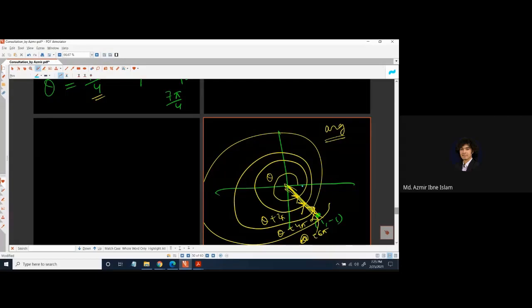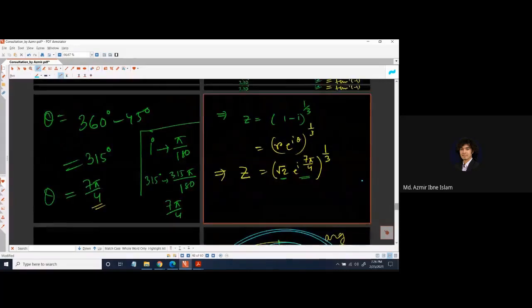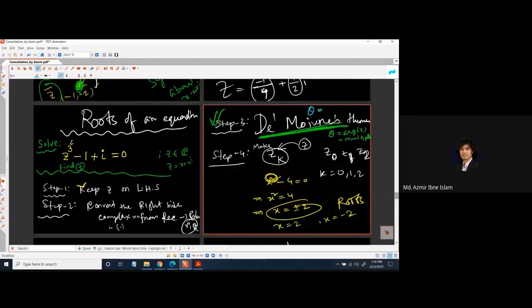Suppose we are coming from this direction, we can come from negative 2 pi, we can come from negative 4 pi, we can come from clockwise or anti-clockwise direction. So that's why theta can be theta plus 2k pi. K can be positive or negative numbers. Do you understand my point?